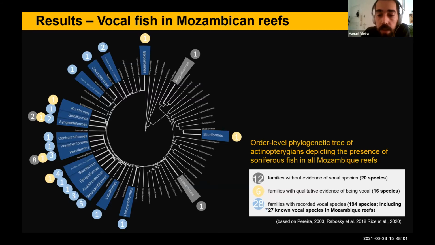So we have a lot of sounds that are voluntarily produced by fish that can really change the recordings, and then ultimately might have an influence that can be used as a proxy for biodiversity and abundance of fish.